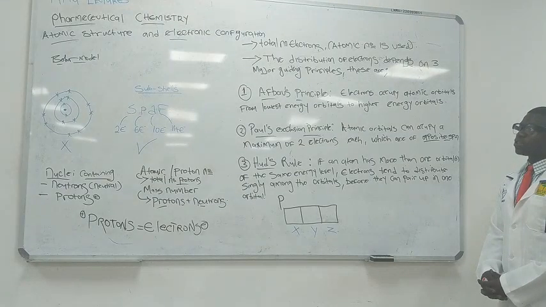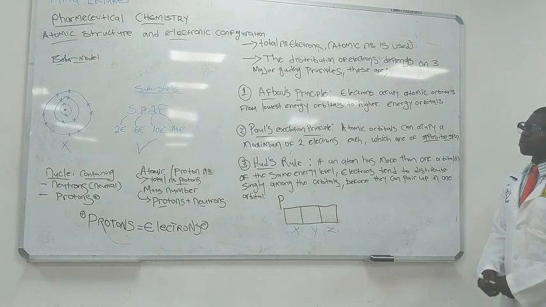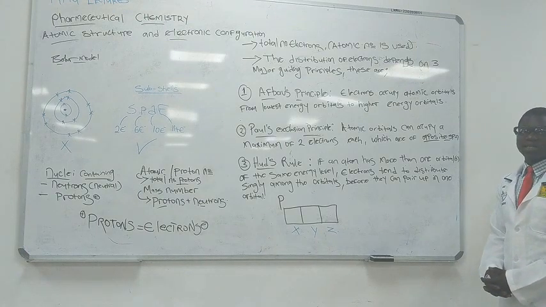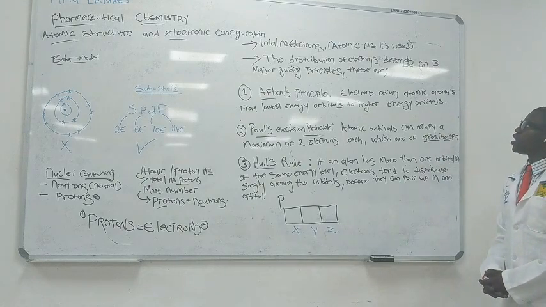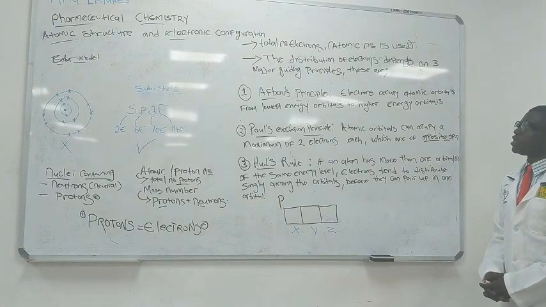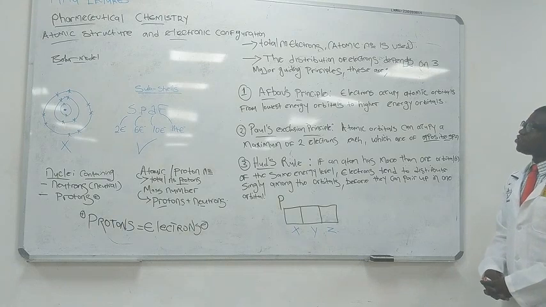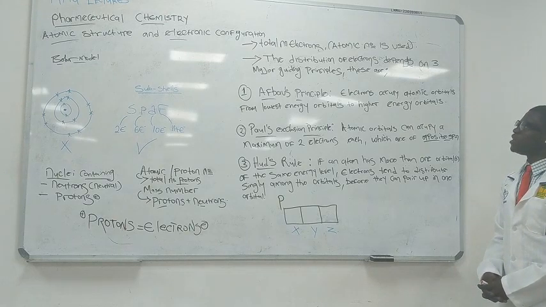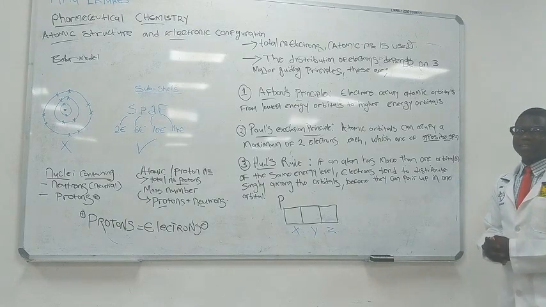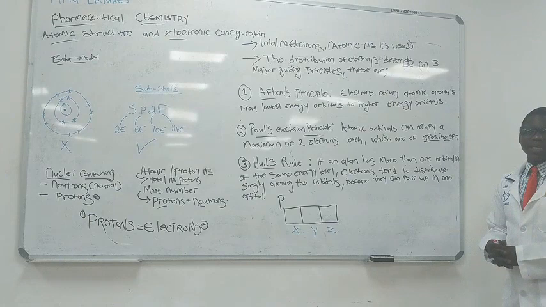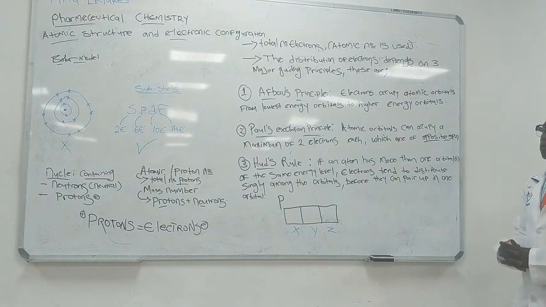When deducing the electronic configuration, it's cardinal to take into consideration the total number of electrons present in this atom. So the total number of electrons can be deduced by the atomic number. So atomic number is equal to the electrons in the atom. Hence, the distribution of electrons depends on 3 major guiding principles, and these principles help us understand the criteria we use in filling these electrons in their various subshells and orbitals.